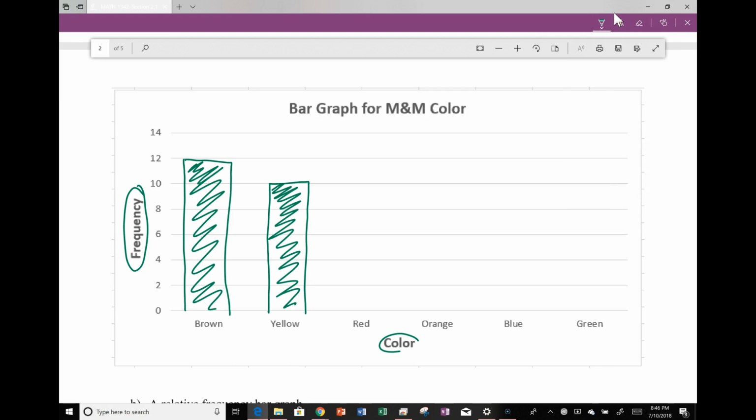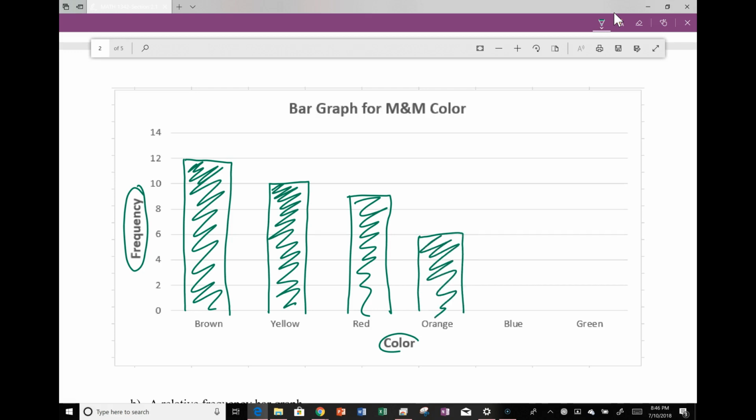Now for red, we had 9. Well, I don't have a number 9 over here, but what I can do is I can go halfway in between and then draw my bar. Orange, we had 6. It's very nice if they're even like this. I can just draw up to the line. Blue, I had 3. So I'm going to draw halfway in between that line. And then green, I had 5. So I'm going to come up to 5 and draw halfway in between that line.